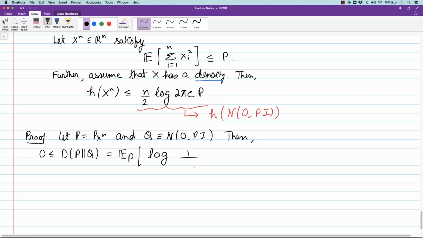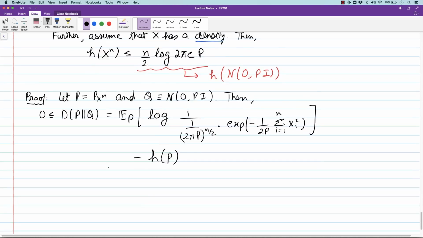What is the density of q? This is the Gaussian density. I hope all of us know this formula: exponential of minus 1 by 2P summation i equal to 1 to n of xi square. This is the Gaussian density formula, minus the differential entropy of p.